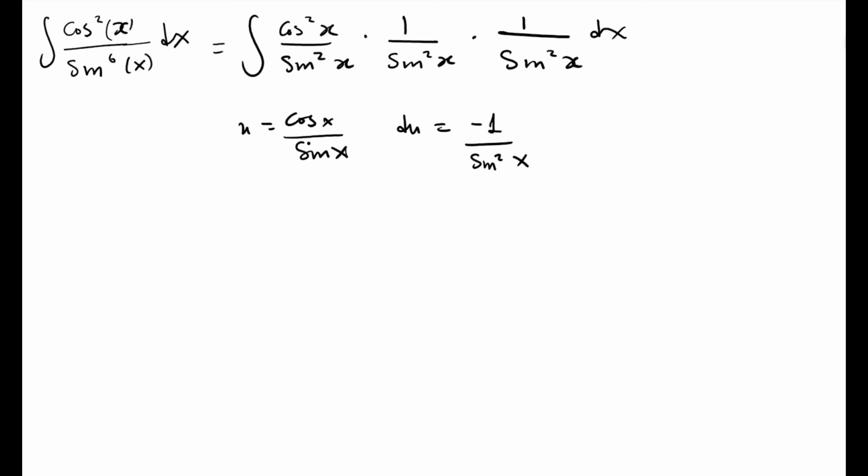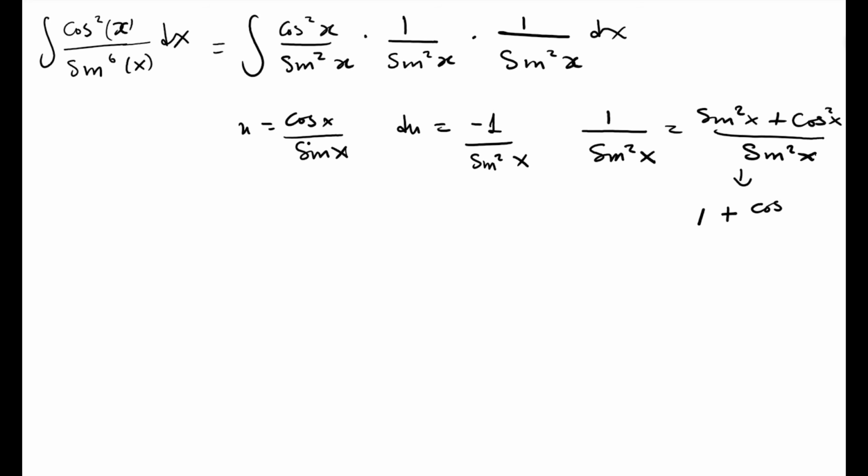We also know 1 over sine squared x is the same as sine squared x plus cos squared x over sine squared x, of which this will give us 1 plus cos squared x over sine squared x. So we go into this equation in order for us to make this balance.